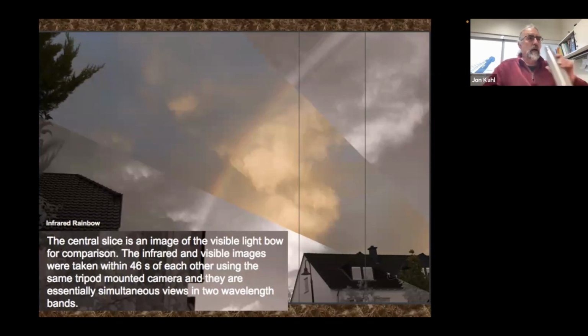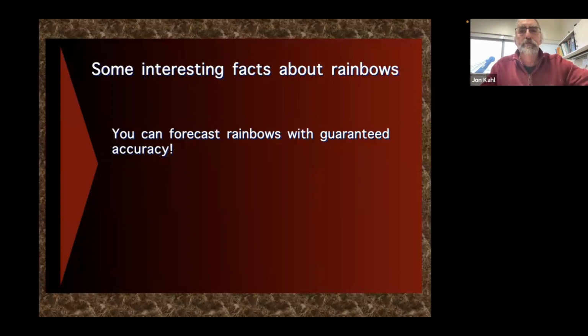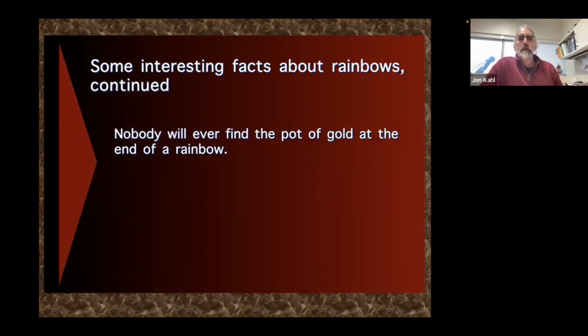Okay, so I have one more thing to tell you. People say that there's a pot of gold at the end of a rainbow, but nobody's ever found it. So the reason that nobody's ever found it is because rainbows are complete circles. A rainbow forms a complete circle.